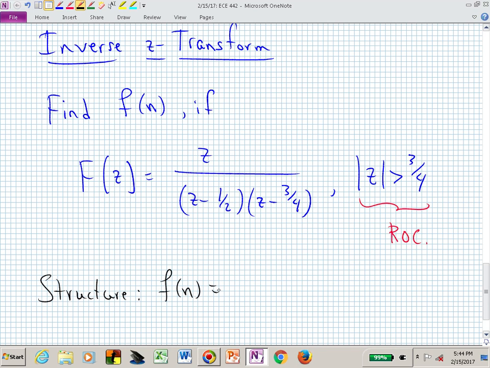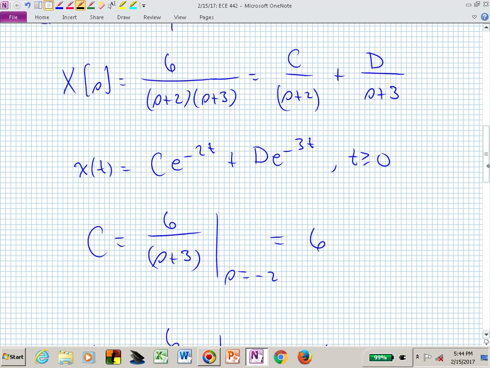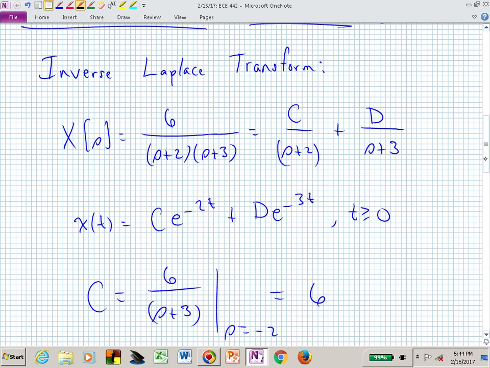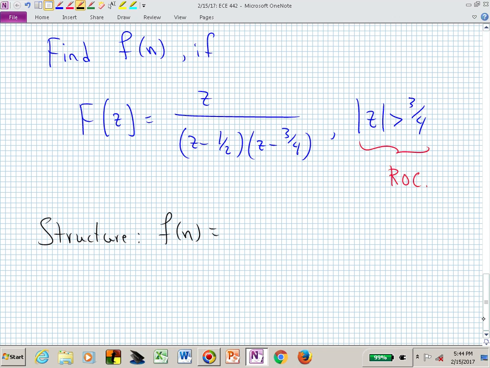Can you anticipate what that is based on this expression for capital F of z? You guessed, or rather, let's say you knew the structure here for little x of t based on the denominator factors in capital X of s. Can you do something similar for little f of n?